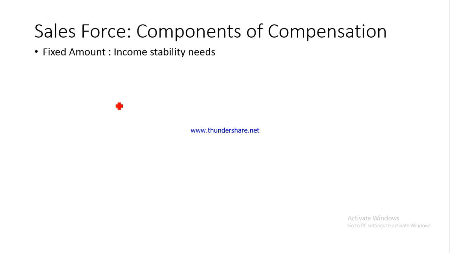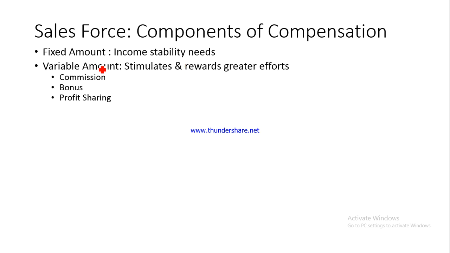It does not vary from one month to the other, and it actually satisfies the income stability needs of the salesperson. A certain level of income that does not depend on my performance as a salesperson would give me some kind of a mental peace, so that I can focus on my work and I don't have to worry about earning the bread and butter for my family, right? So that is why we have a fixed amount, and then we have got the variable amount.